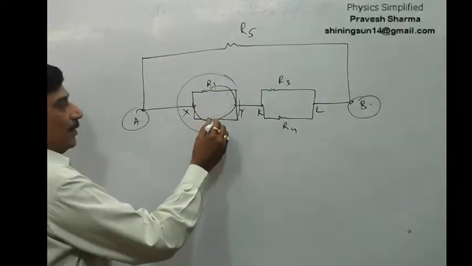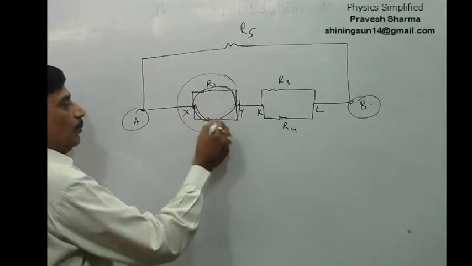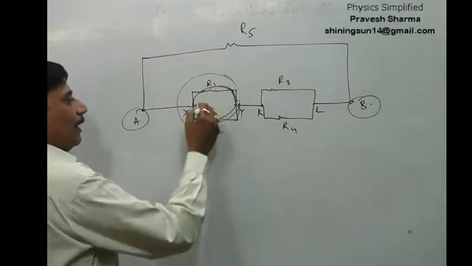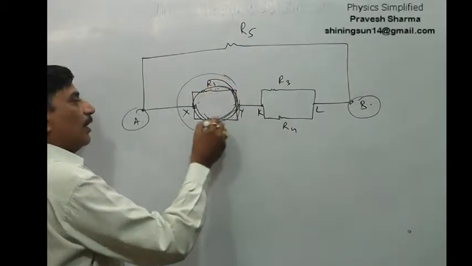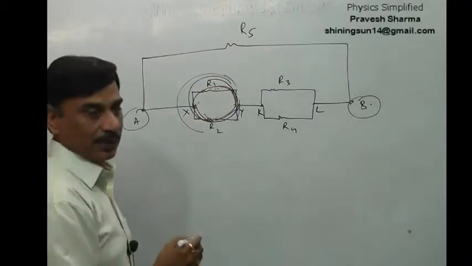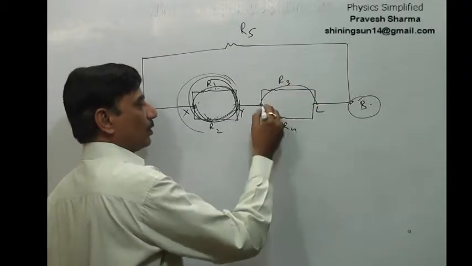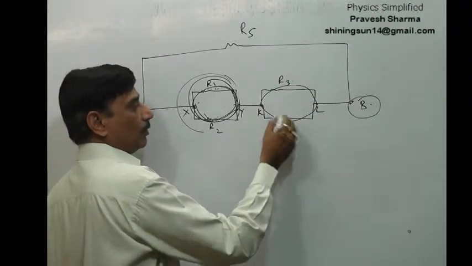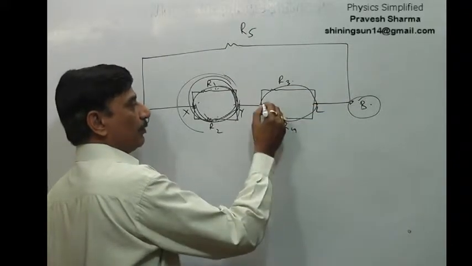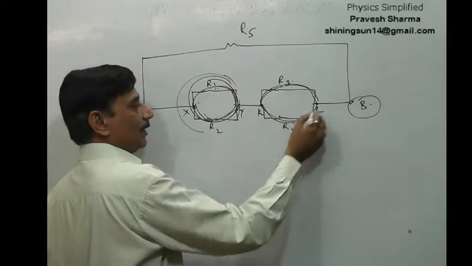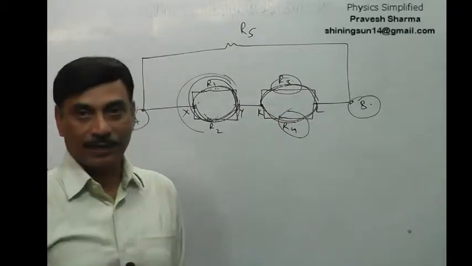Between X and Y, how can you go from X to Y? You can go via this path or you can move via this path. So R1 and R2 are the resistances in parallel. Using the concept of physics, we can find the equivalent resistance of this parallel combination. Similarly, between K and L, the current can move via this or via this. So R3 and R4. When you move from K to L, you have two options, two choices to go. One is via this, the other is via this. So R3 and R4 are in parallel.